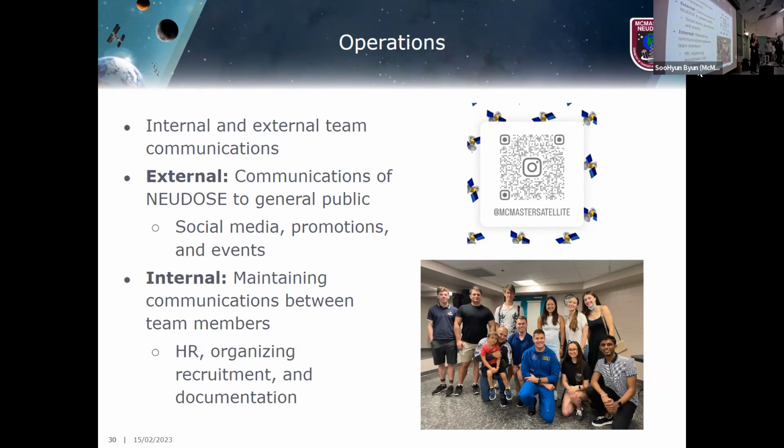The other main thing that operations does is external operations. So that's things like organizing events like this, doing social media, doing media releases, everything along those lines falls under operations. So up there we have our Instagram link and also a picture of a few members of the team meeting astronaut Jeremy Hansen over the summer. So we get to help organize events like that and make sure that students are getting opportunities.